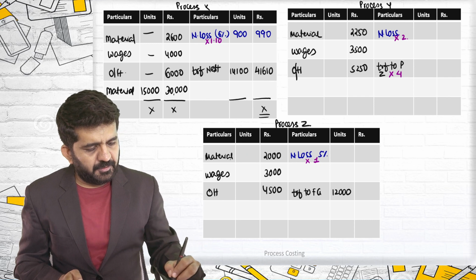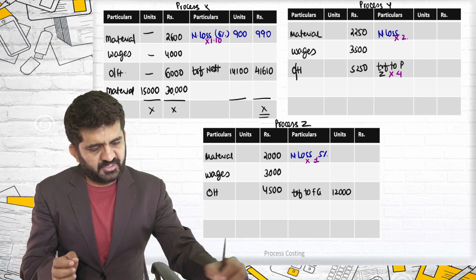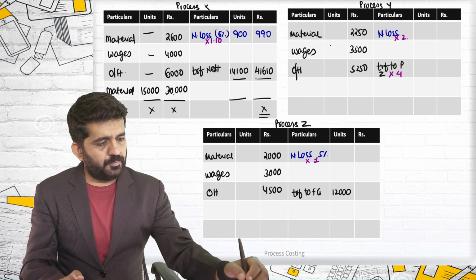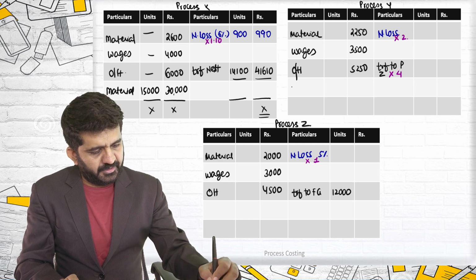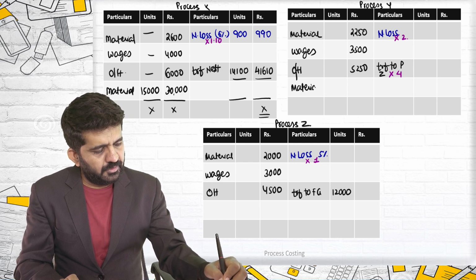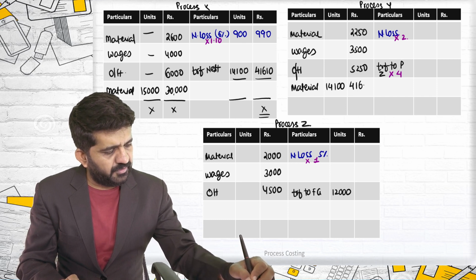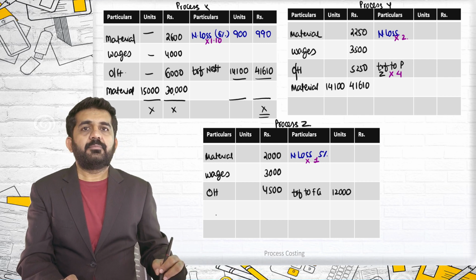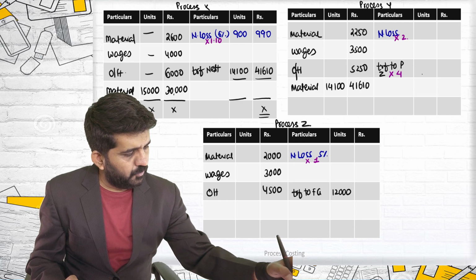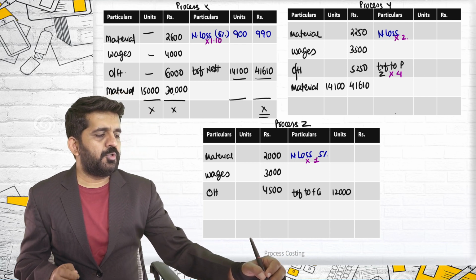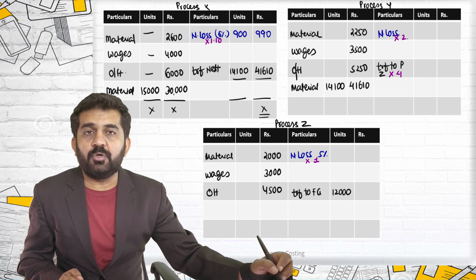This is nothing but process X. I can go to process Y, where this figure will be transferred. So material in process Y will be 14,100 at a cost of 41,610. Now, there are two figures missing. One, what will be transferred to process Z at the rate of rupees 4.